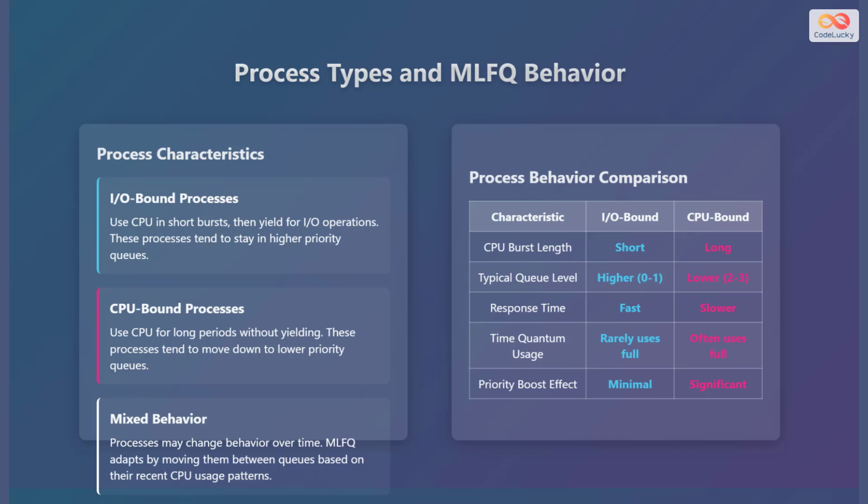The CPU burst length for input-output bound processes is short, while for CPU-bound processes it is long. Input-output bound processes typically reside in higher queues 0 and 1, while CPU-bound processes end up in lower queues 2 and 3. The response time for input-output bound processes is fast, while it's slower for CPU-bound processes. Input-output bound processes rarely use the full time quantum, while CPU-bound processes often use their full time quantum. Priority boost has a minimal effect on input-output bound processes, but a significant effect on CPU-bound processes.